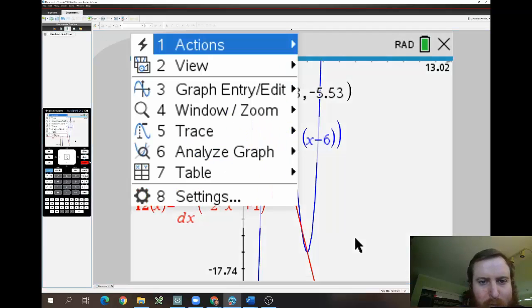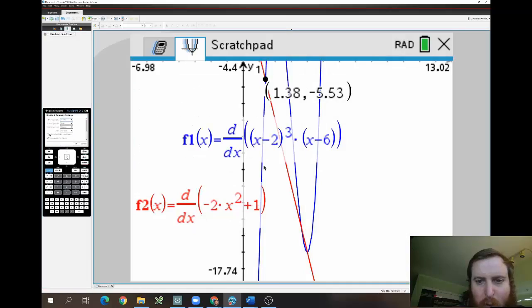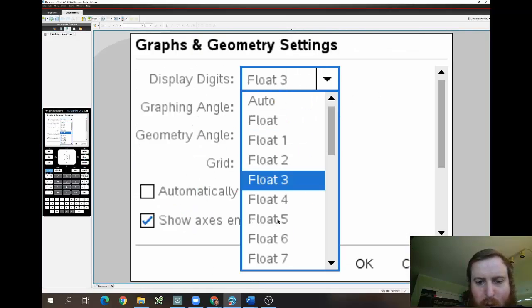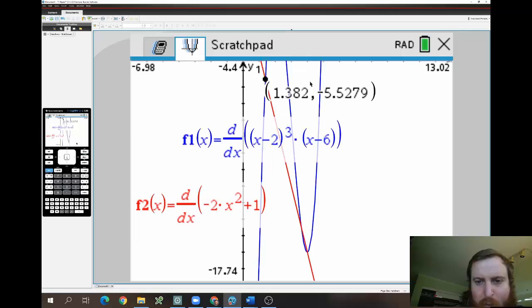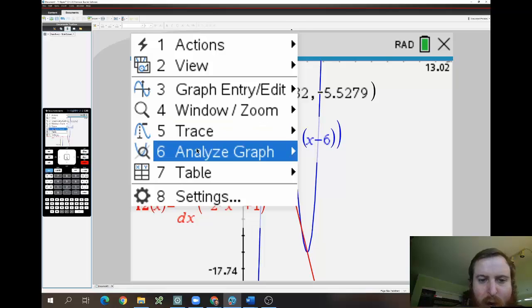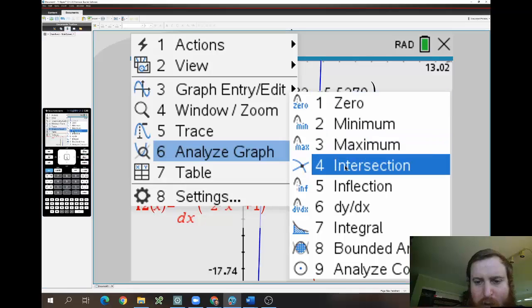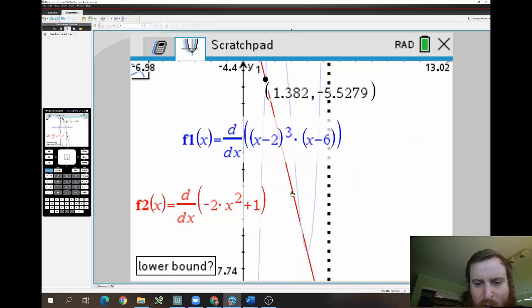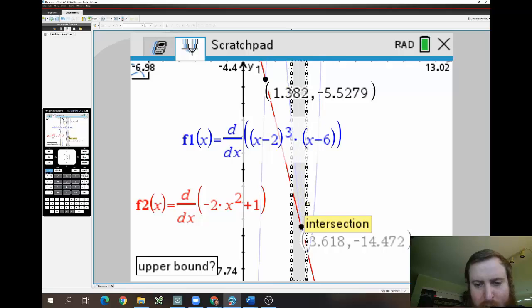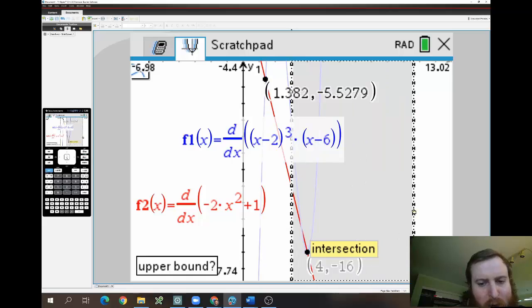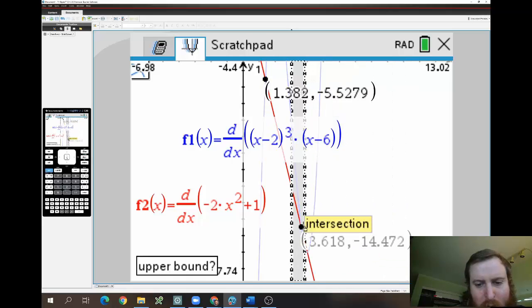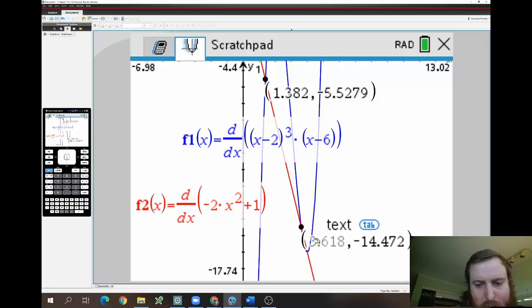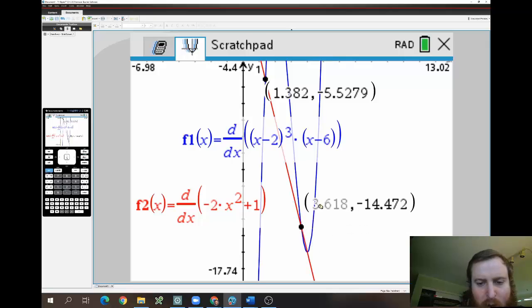If I go to menu, settings, and I needed that point, I would want to change the float to something more appropriate to get 4 decimals. And then menu, analyze graph, intersection. And I can count them. If it asks me how many, I can just count and see that it has 1, 2, 3. But right here, I go to the left of the intersection, then to the right of the intersection. Make sure not to go way out here or it'll give you the wrong one. I'm going just beyond that first one. And I can just move this out of the way, click and hold it.